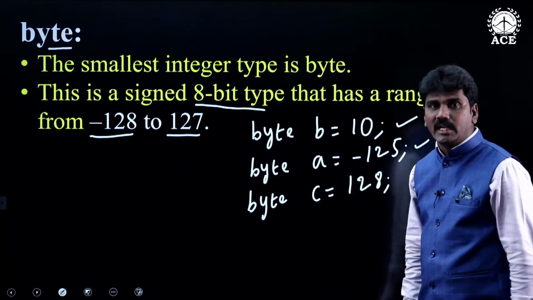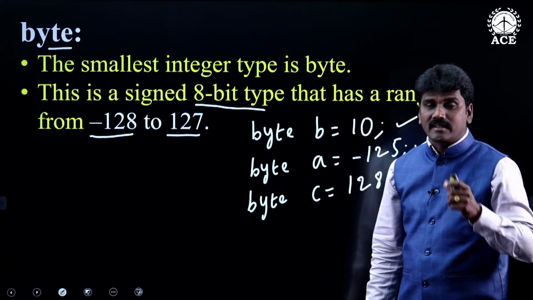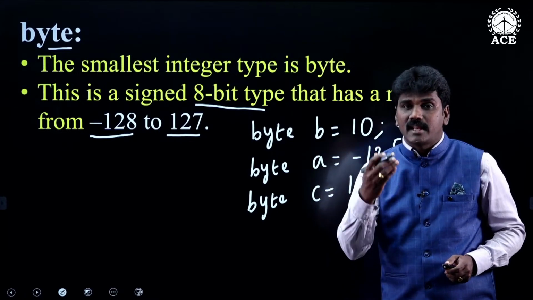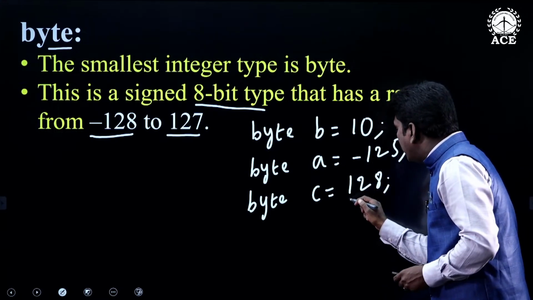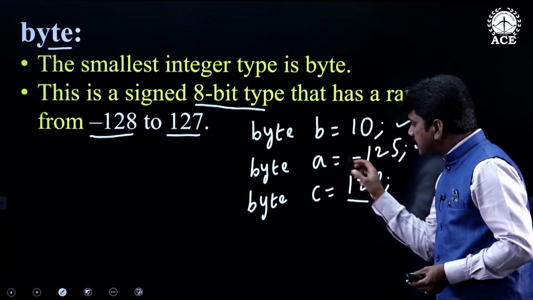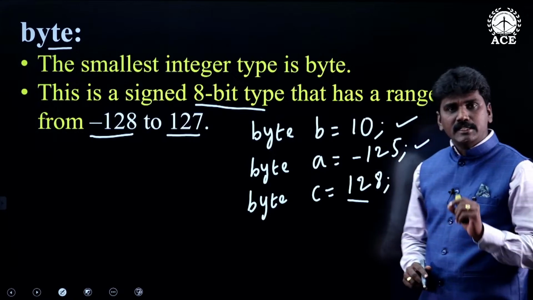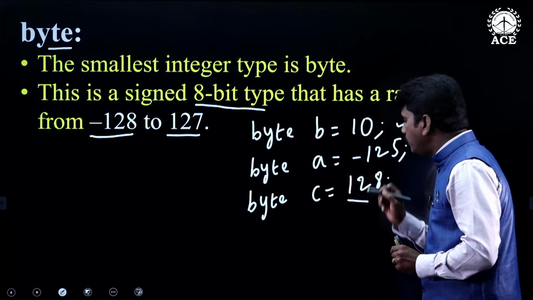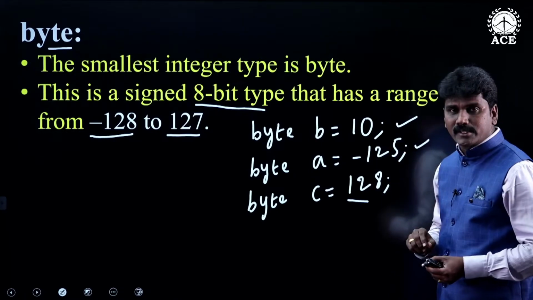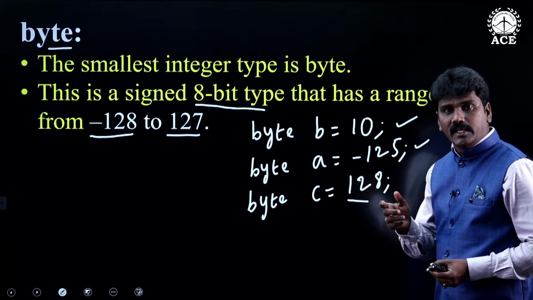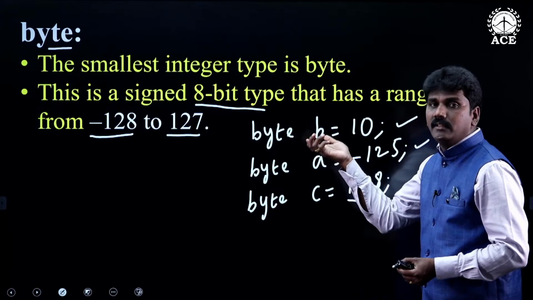I tried to assign 128, so whenever we compile this statement, the Java compiler is going to give us an error: byte is required but int is found. In Java, whenever we assign a value of integer type, like 10 is one integer, -125 is also an integer, 128 is also an integer, but based on this range we have assigned the values, and that range is fine, there is no problem.